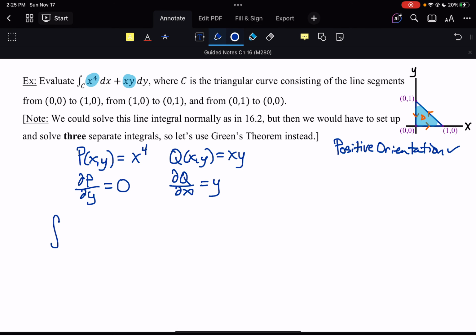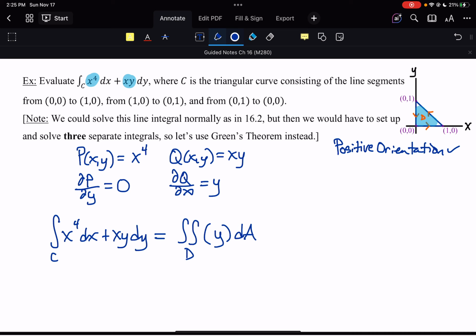So to evaluate the line integral over C of x to the fourth dx plus xy dy, this becomes the double integral over D of partial Q with respect to x minus partial P with respect to y. So just y dA. And now we just need to set up the double integral for this region D. We can set it up vertically or horizontally. It really doesn't make a difference.